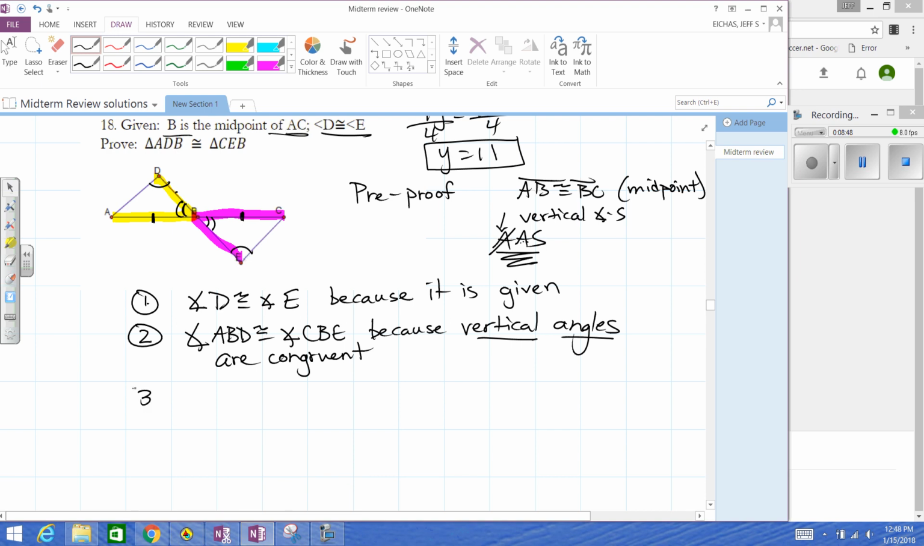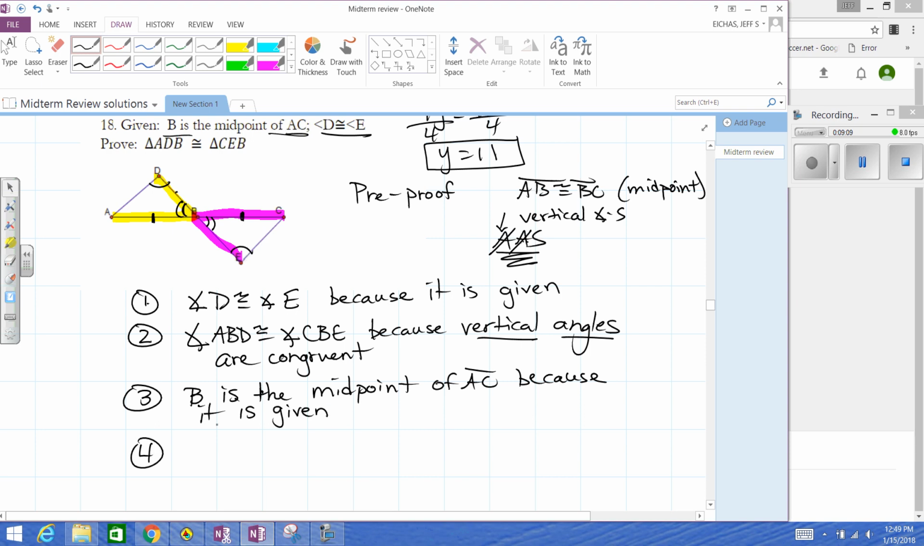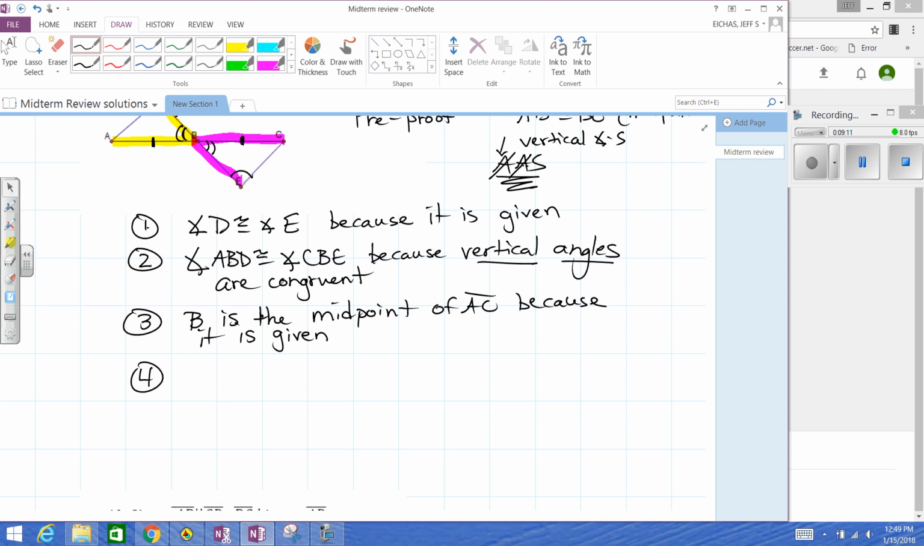So I got another pair of angles. I'm after a pair of sides, but I need help. What I mean by I need help is I've got to state that B is the midpoint of AC first. And again, why is that? How can we prove it? Because it is given. Anything that's given is assumed to be true.